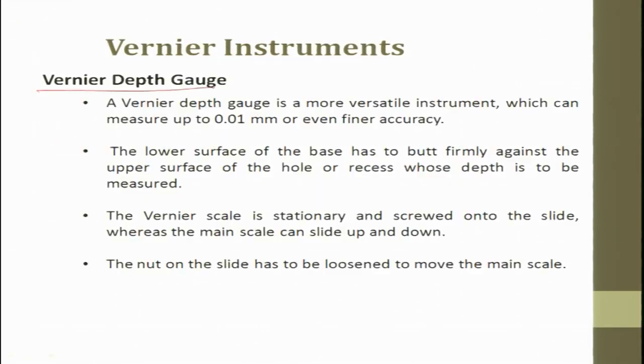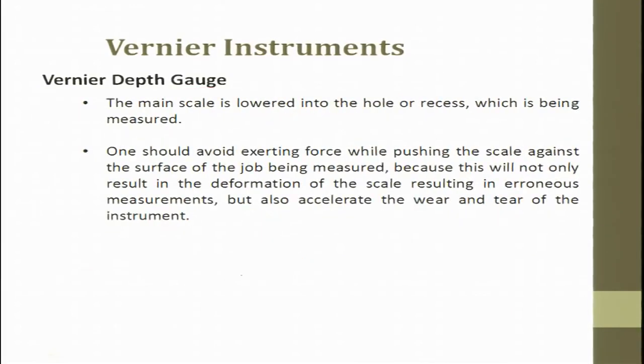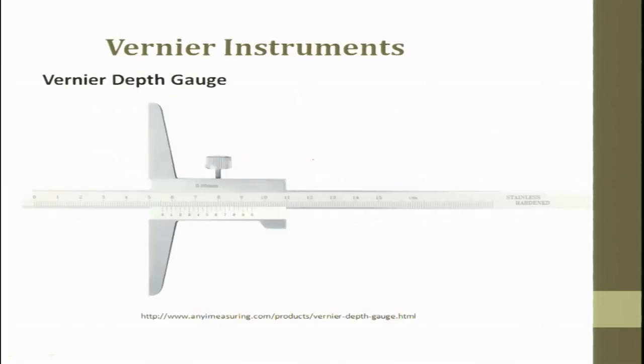You also have the vernier depth gauge. The vernier depth gauge is a more versatile instrument which can be used for measuring up to this and even smaller. The lower surface of the base rests firmly against the upper surface of the hole or recess. So, we have already discussed. It has a nut to slide and then loosen it. The main scale is lowered, and one should avoid excessive force so that it does not deflect. So, this is a depth gauge. Here it rests against a component or whatever it is.